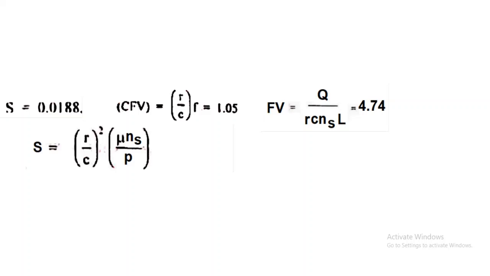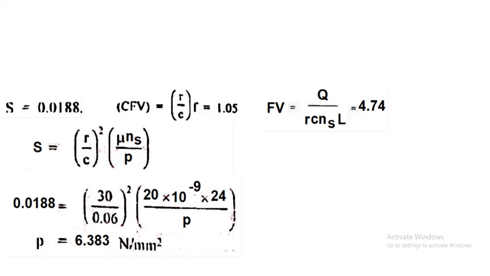Now S is given from the table, so I can write down the formula of Sommerfeld number, which is (R by C) whole square into mu Ns by P. I only don't have the value of pressure. Remaining all the values I have in the given data. So I'll just put down all the values and I'll get pressure as 6.383 Newton per mm square.